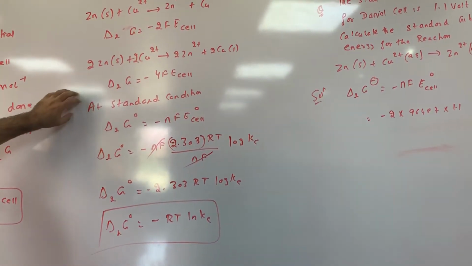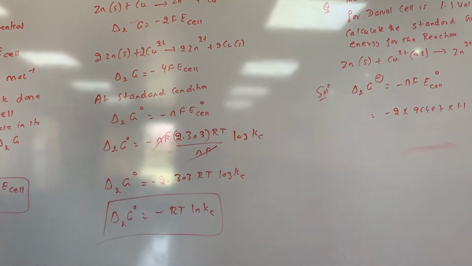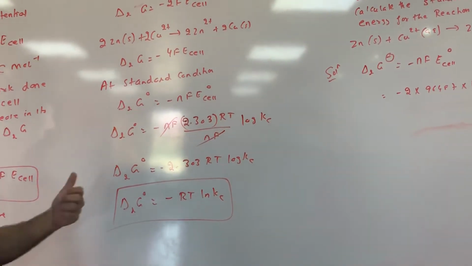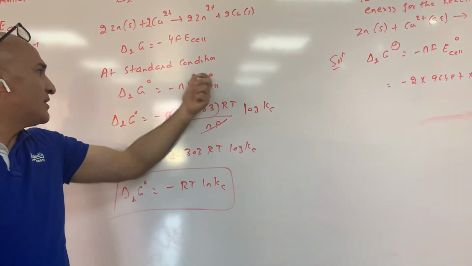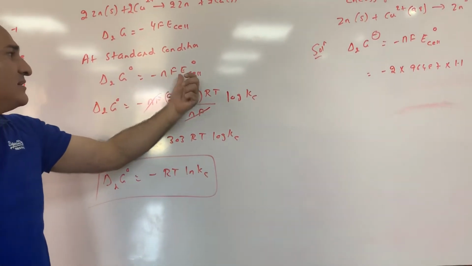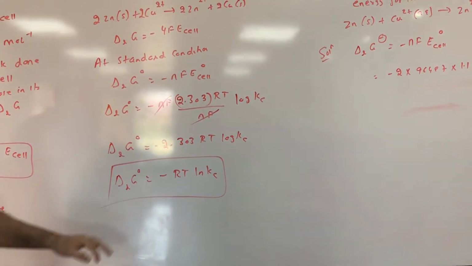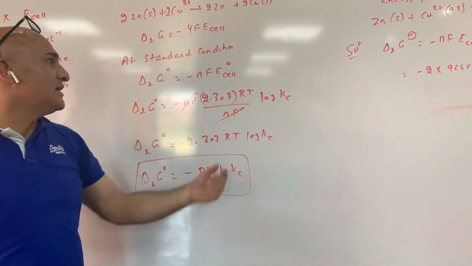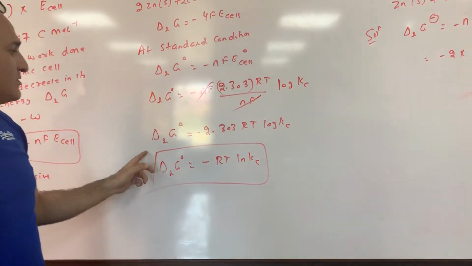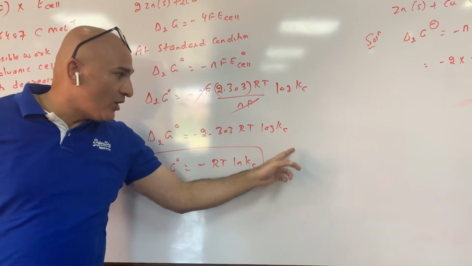Second is at standard condition. What is standard condition? I have told you so many times: 1 bar, 298 K and 1 molar. So delta G gets a superscript 0. Delta rG naught is minus nF E cell naught. nF as it is, and E cell naught value is 2.303 RT by nF log Kc. nF gets cancelled. So delta rG naught is minus 2.303 RT log Kc.